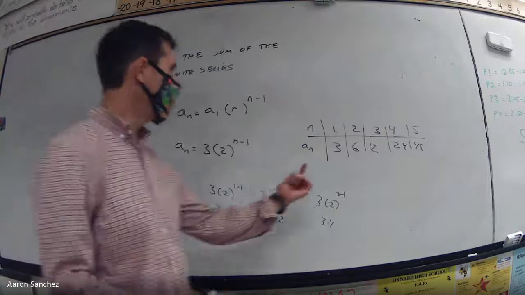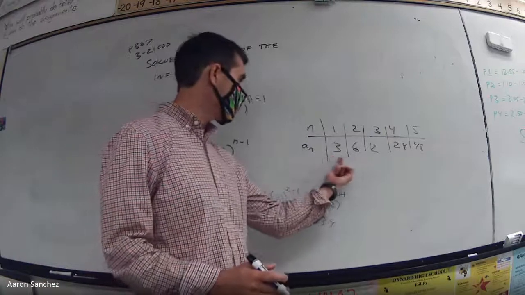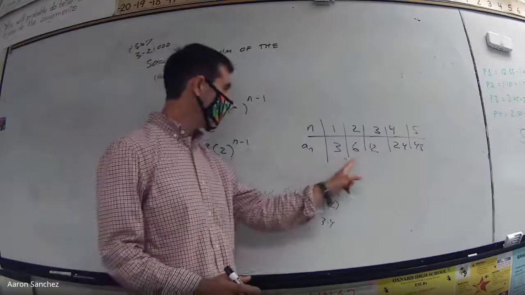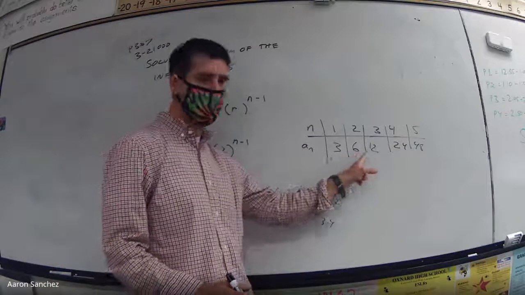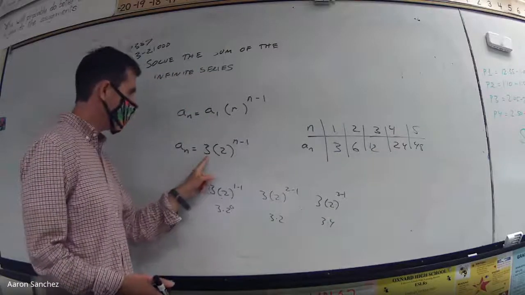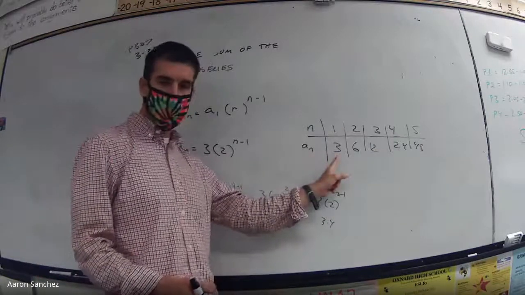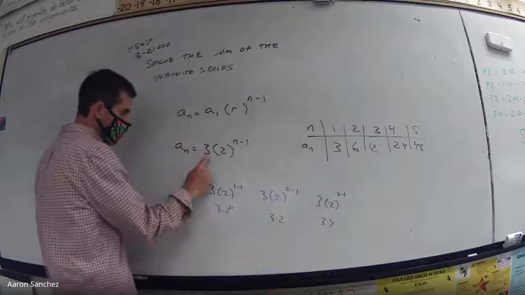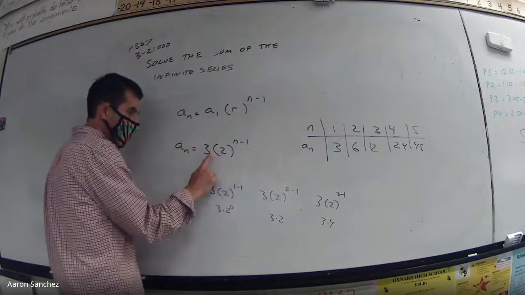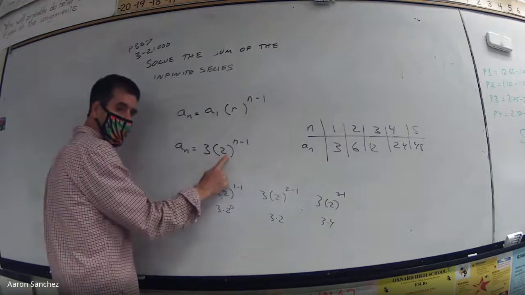Now, so we understand how we got the terms. The first term is 3, then 6. And you can see that because my common ratio is 2, it means I multiply these by 2. 3 times 2 is 6. 6 times 2 is 12. My first term is 3, right? Remember, first term, common ratio. You got to remember that. This is the first term. This is the common ratio.